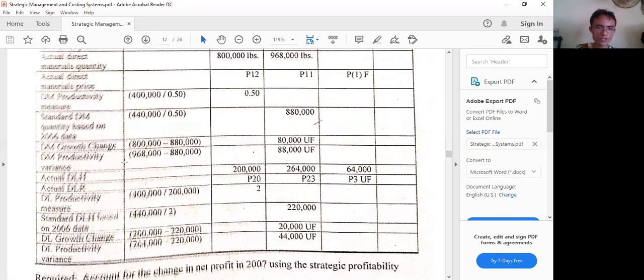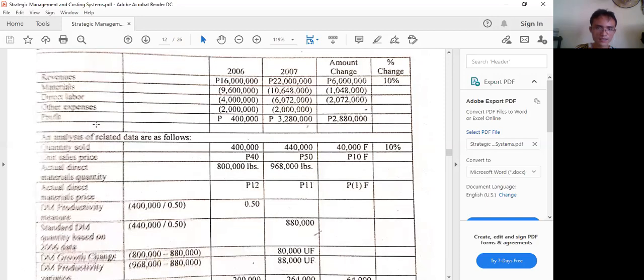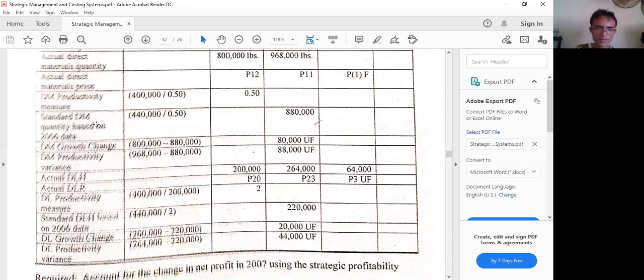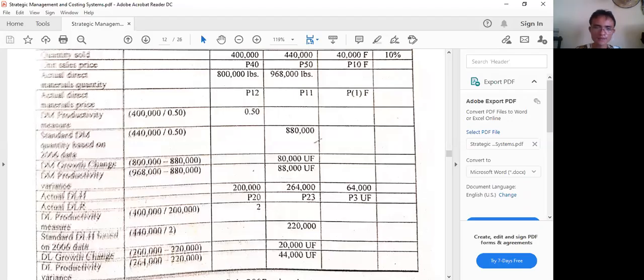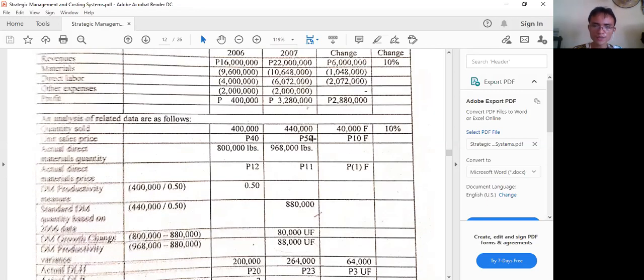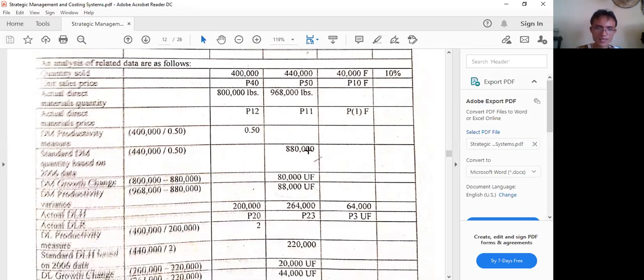To continue, DM growth change, as I've said, direct materials, that's unfavorable. Productivity variance is 968,000 minus 880,000. Let us check how that is arrived at. In fact, the explanation here is that these 800,000, this is an error again, and these 880,000 are in units, not in pesos. So you have here the 968,000 actual direct materials quantity minus the 880,000, that's 88,000 unfavorable.